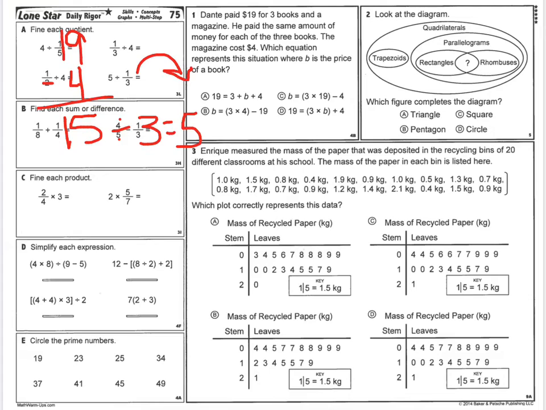C says 3 books times $19 each minus $4 for the magazine. Did he say they paid $19 for each book? Nope, they paid $19 total, right? And then D says 3 books times the unknown B, which is the cost of each book, plus $4 should equal 19. Okay, so you have to figure out which one of those gives you the best equation for how I solved it a while ago.